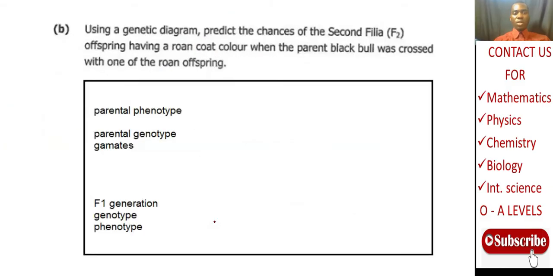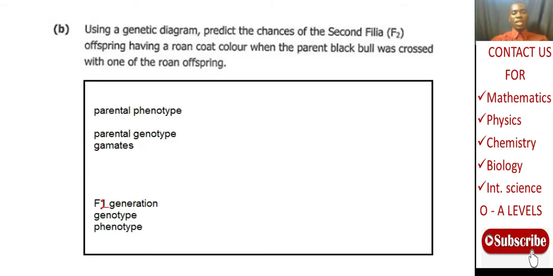Okay, we continue. Now they are saying, using a genetic diagram, predict the chances of the second filial generation, F2 offspring, having a roan coat color when the parent black bull was crossed with one of the roan offspring. So what are they saying here? So here, you follow the same order. There is parent phenotype, there is parent genotype, gametes. Then this time around, instead of having F1, we're going to have an F2 generation. Because for an F2 generation, for example, if I had children, those children will be called my F1 generation. Then if my children have other children, those children are going to be called the F2 generation of me.